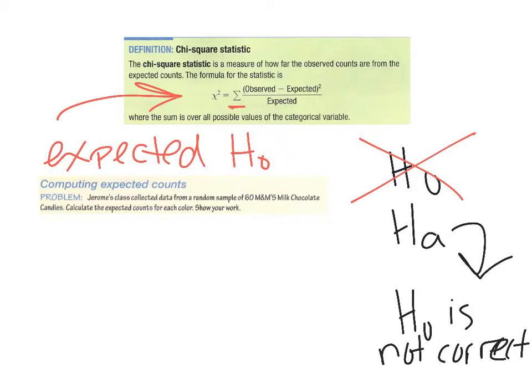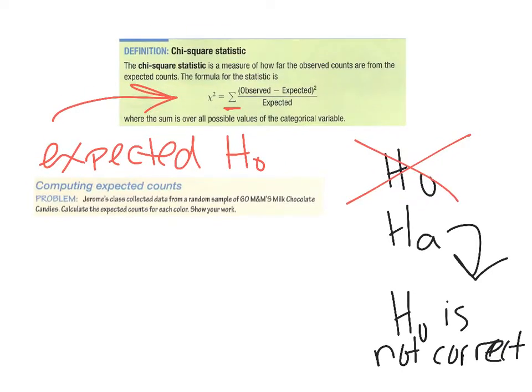As a basic rule, we're going to find our expected by multiplying our sample size by the proportions in the null hypothesis. So, for example, here with the M&Ms, it says that Jerome's class collected data from a random sample of 60 M&Ms, milk chocolate candies. Calculate the expected counts for each color, and show our work. Based on the information on the M&M's website, the expected percentage of blue M&Ms is 24%.